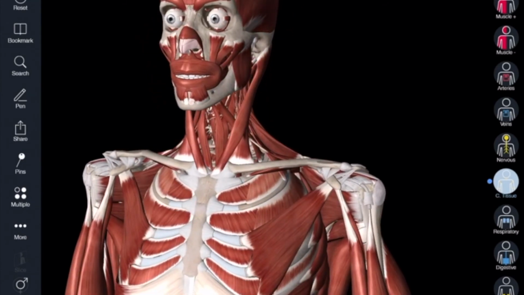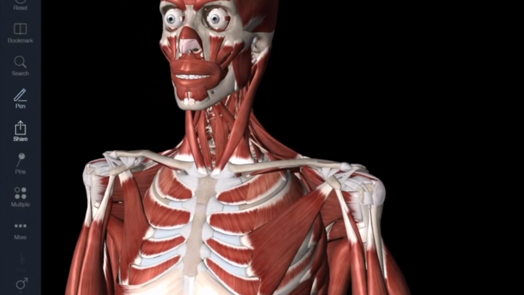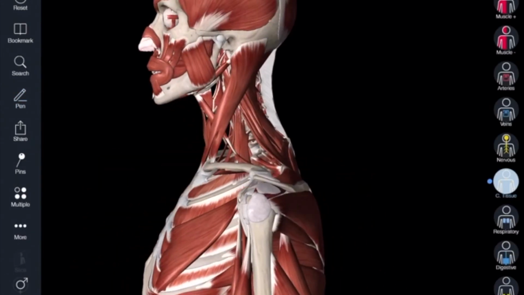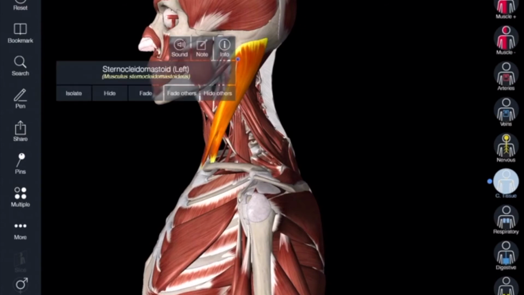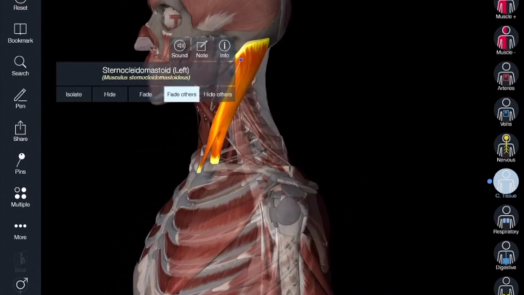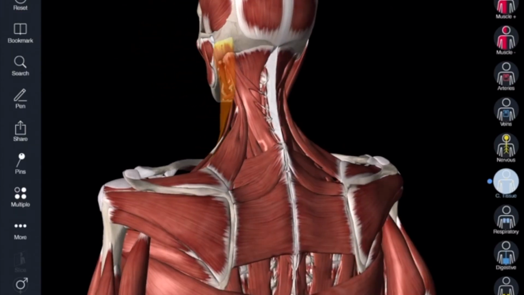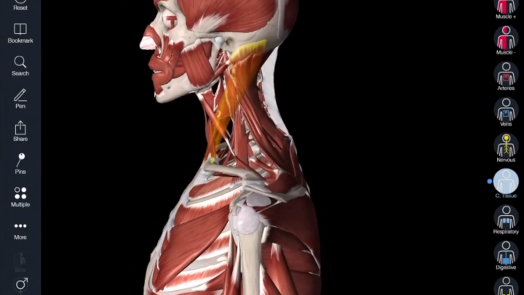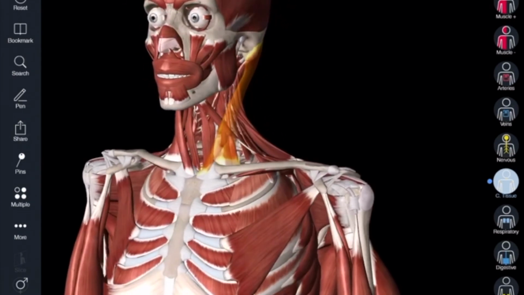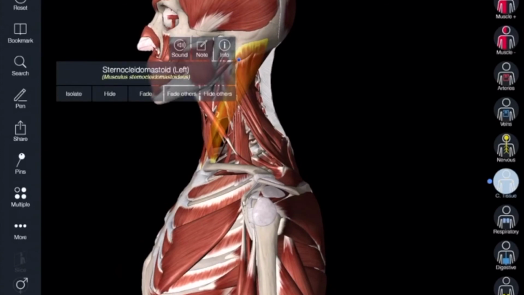It actually has two bellies, and so it has the sternal head or belly, and it attaches to the sternum right here. So that's the sterno. Cleido refers to the clavicle, which it attaches to at the medial part of the clavicle there, and then the mastoid process of the skull, right? Let's fade the muscle, and then we can see the mastoid process of the skull there. Mastoid process is, remember, part of the temporal bone. So that's where sternocleidomastoid attaches.